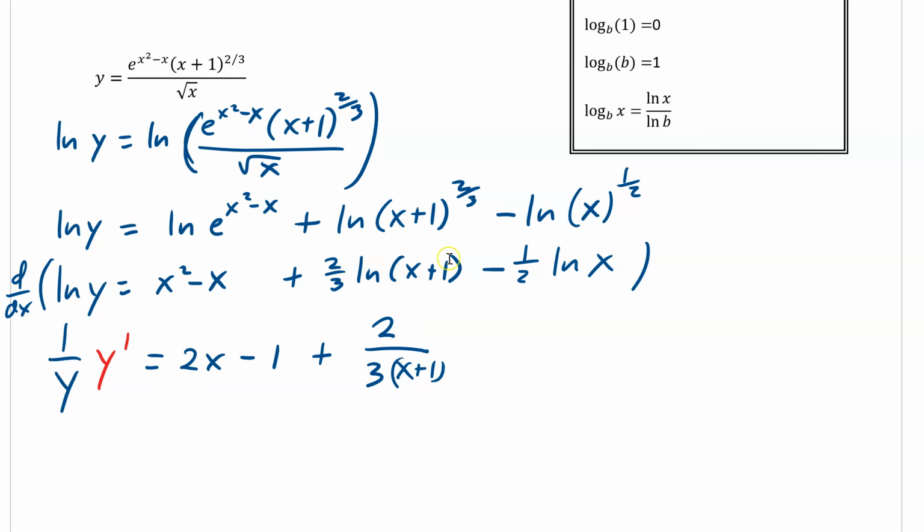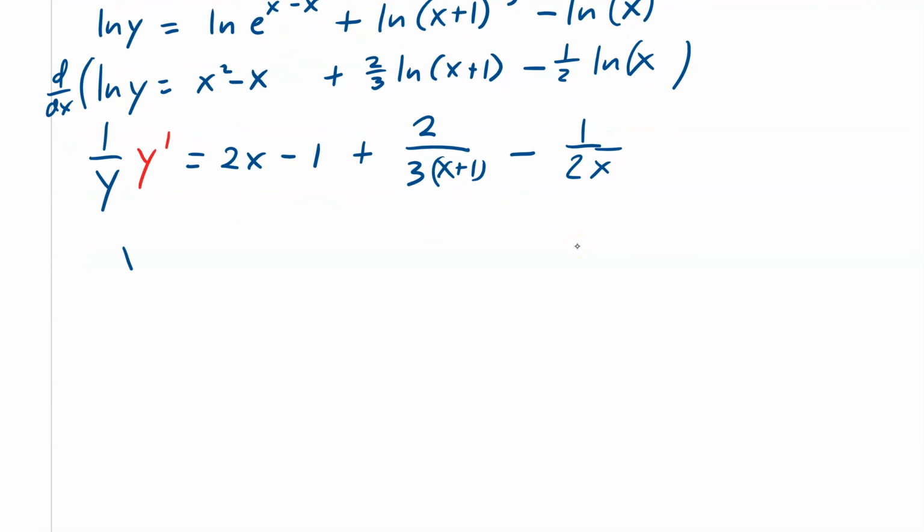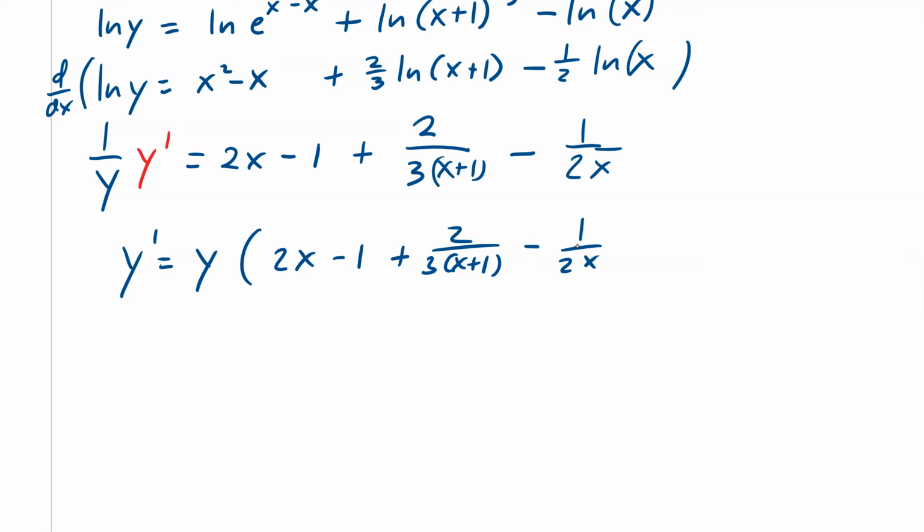By the way, the derivative of x plus 1 is 1. Don't have to worry about it. Same thing here. 1 over 2. And then we put our x down there and make a little room now. So you can combine all of these if you need to, but I don't want to do that right now. So we're just going to rewrite y prime equals, and then we're going to multiply both sides by y, so it just becomes y times 2x minus 1 plus 2 over 3(x plus 1) minus 1 over 2x.